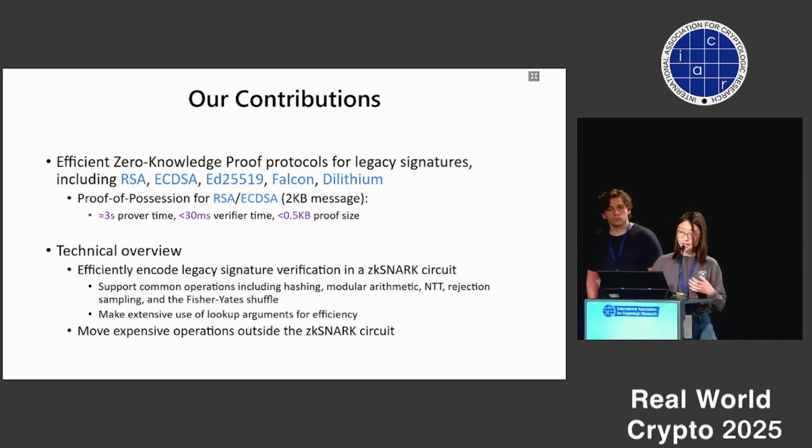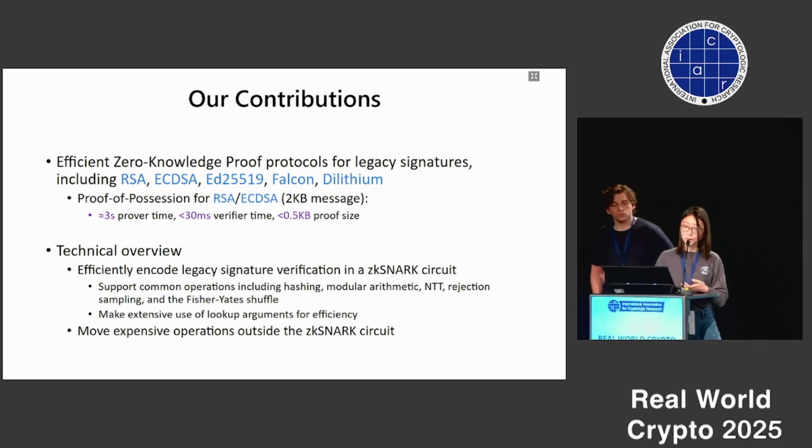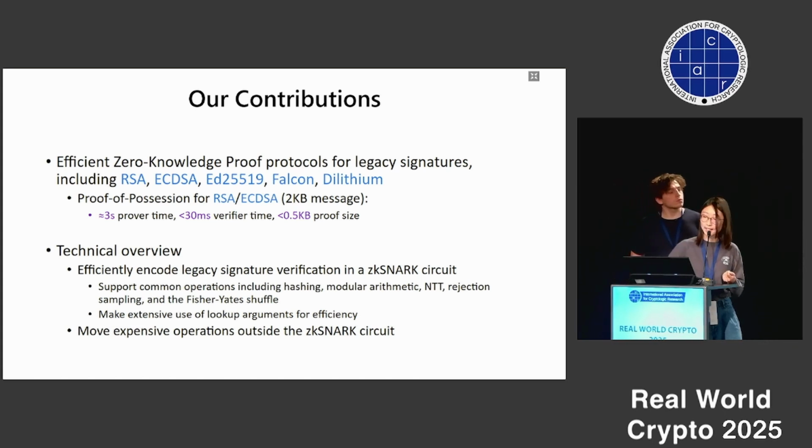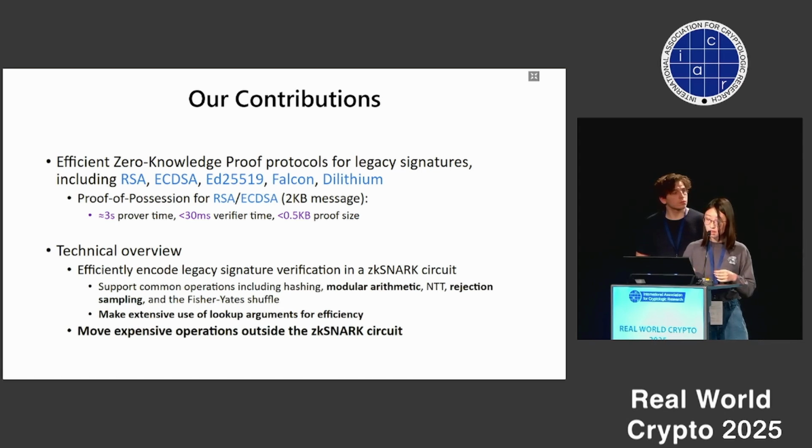circuit. This led us to have a proof of possession for RSA or ECDSA with a 2 kilobyte message in just 3 seconds. The proof size is less than 0.5 kilobytes, and the verify time is less than 30 milliseconds. And our techniques can be applied to different legacy signatures. In this talk, we'll focus on how to efficiently represent modular arithmetic and rejection sampling in the zk-SNARK circuit. And we'll also talk about how to move the expensive operations outside the zk-SNARK circuit.